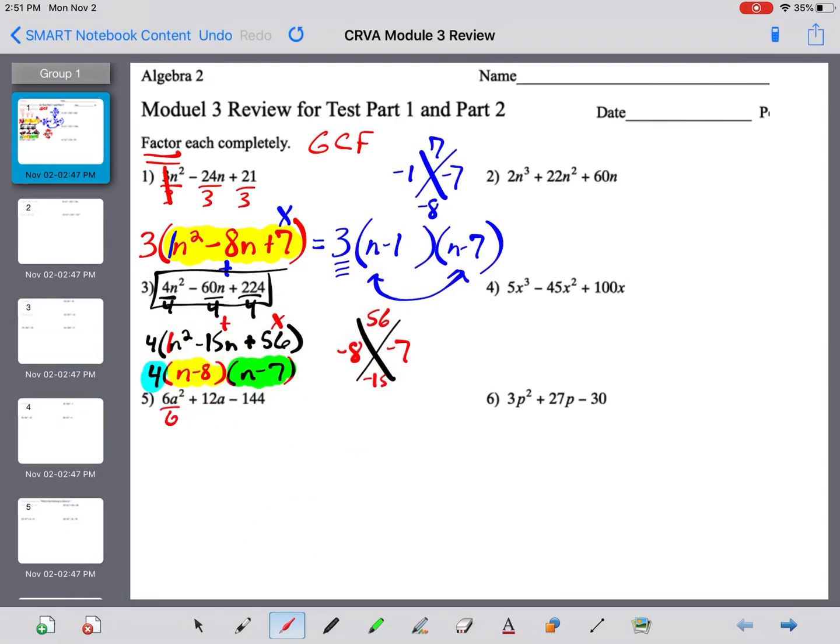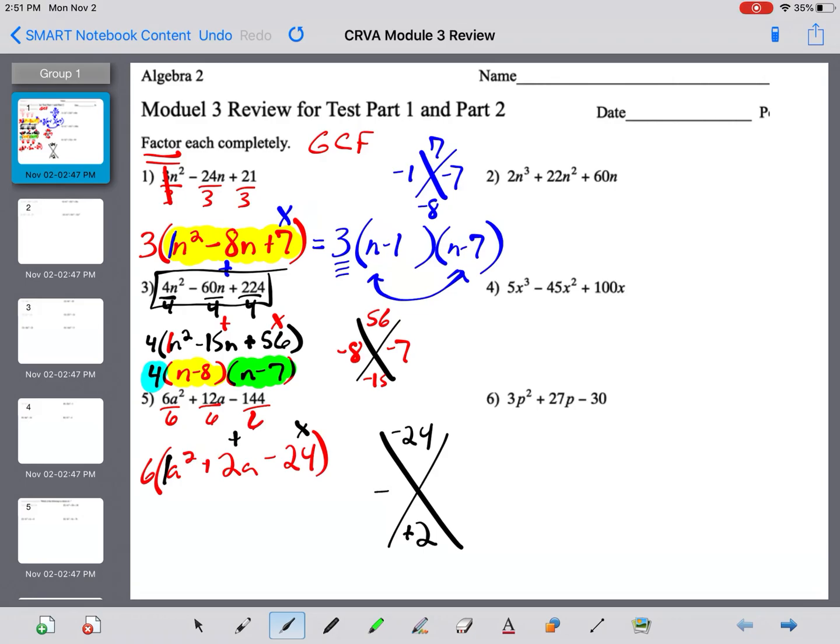Let's try one more. 6, I believe, goes into all 3 of these numbers on number 5. So we factor a 6 out, we're left with a squared plus 2a minus 24, I want to say, yeah, 24. So look, my new a value, or coefficient of the a squared term, is 1. That's great. I'm looking for ways to multiply to negative 24 and add to a positive 2. That'd be positive 6 and negative 4. That seems to do it.